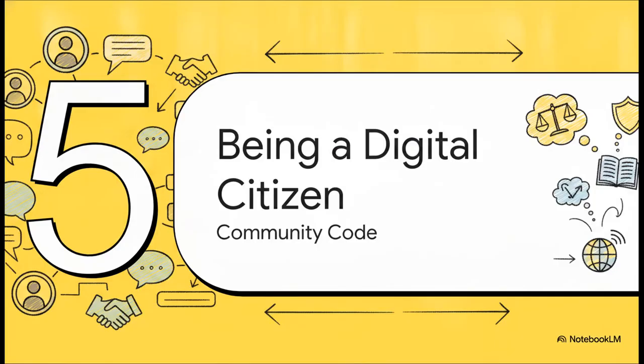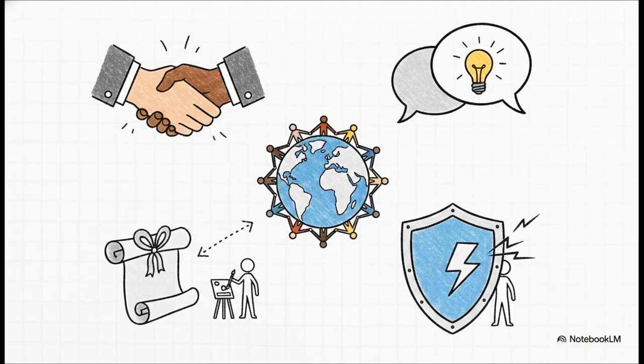Finally, let's wrap up with Section 5, being a digital citizen. For this last part, we're expanding our view. We're moving from just protecting ourselves to thinking about how we treat others in the online community. Good digital citizenship means we use the internet to collaborate respectfully and ensure our digital behavior is responsible. It's about all of us. Here's an awesome community code to live by.